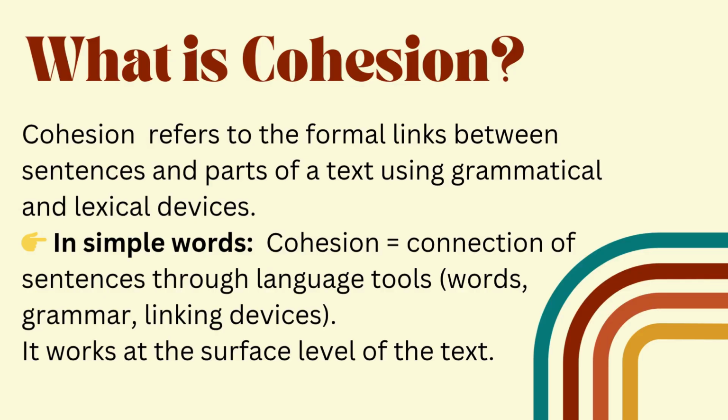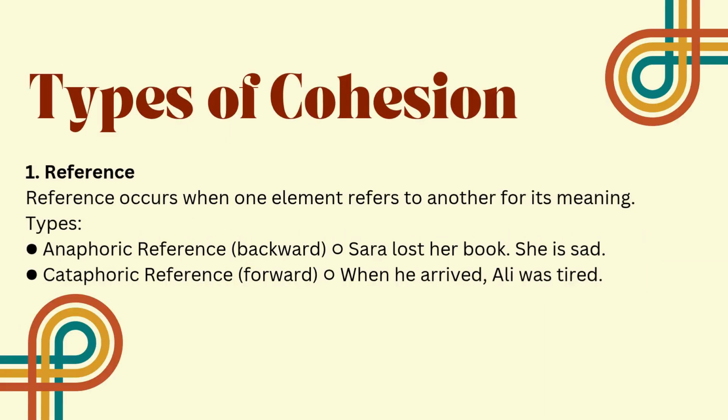Now we will discuss cohesion. What is cohesion? So basically, cohesion means connection of sentences. Cohesion refers to the grammatical and lexical links between the sentences. It uses devices like conjunctions, pronouns, repetitions, and synonyms to connect sentences smoothly. So basically, cohesion connects sentences on the surface level. There are some types of cohesion. You can say the devices of this cohesion as well.